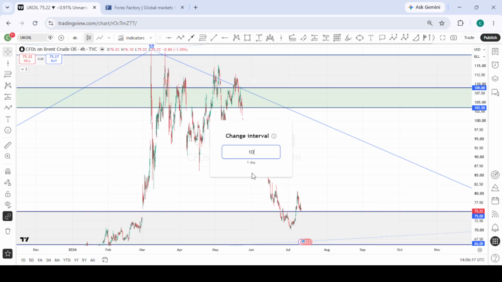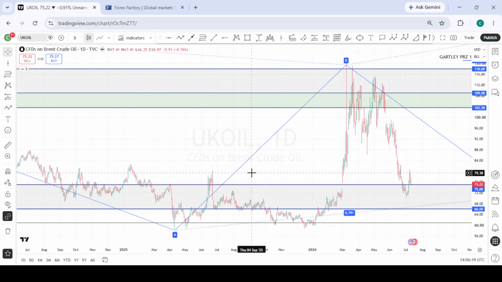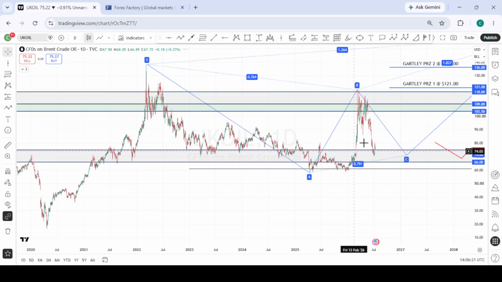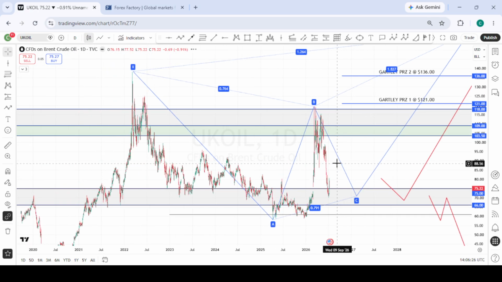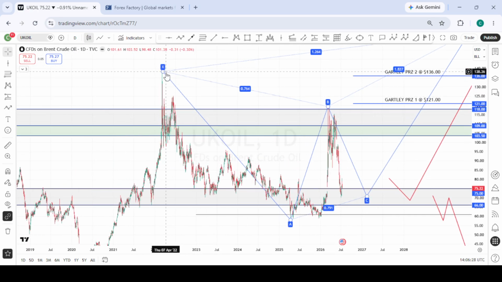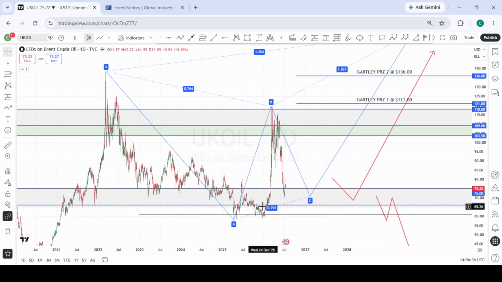This is Brent crude oil, and Brent crude oil is forming a potential harmonic pattern, and as I've been explaining weeks ago, this is the X, the A, B, and we are currently about to see the formation of our C leg to the D. And from what we saw, this momentum we saw from here was actually as a result of the escalation in the Middle East between the US and Iran and Israel. And price has now pulled back into a very significant area of interest.